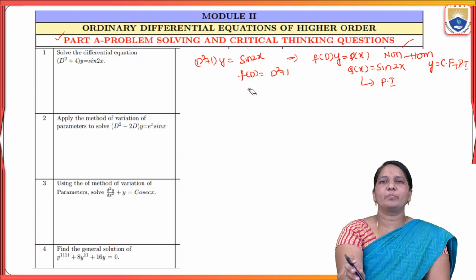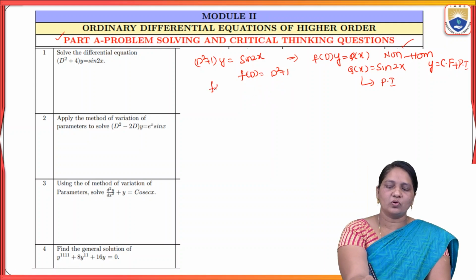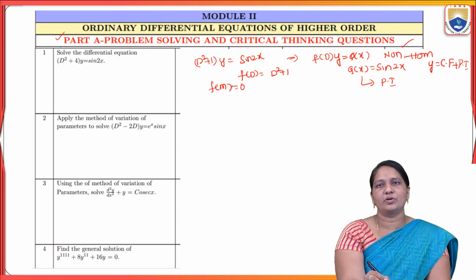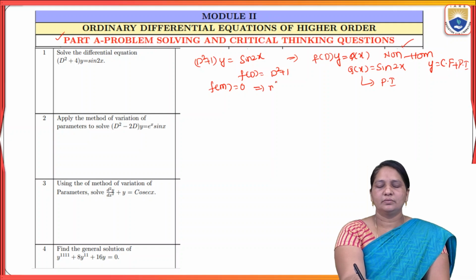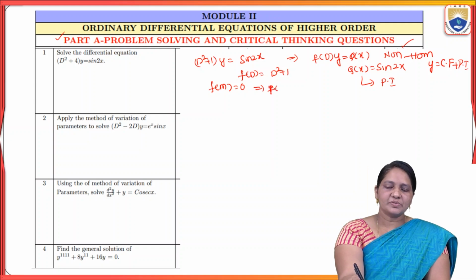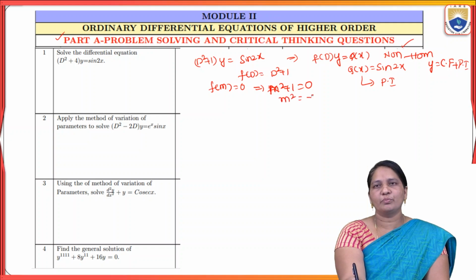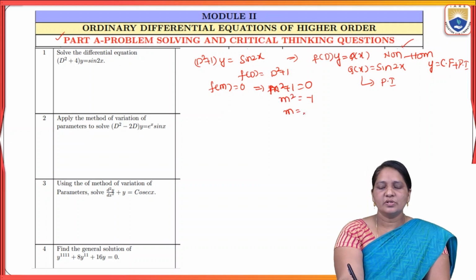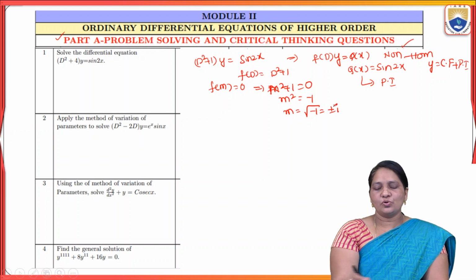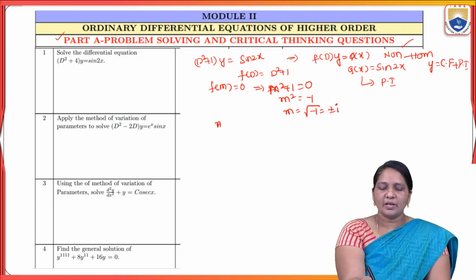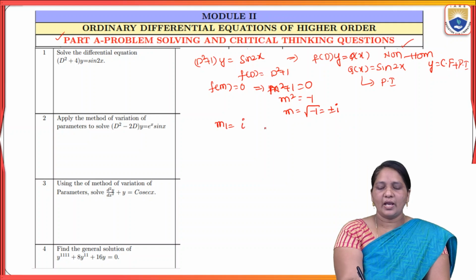So how to find the complementary function here? First we have to write the auxiliary equation, that is f(m) equal to 0. That implies m squared plus 1 equal to 0. So m squared equal to minus 1, m equal to square root of minus 1, that is plus or minus i. So we have two roots here: m1 is i and m2 is minus i.